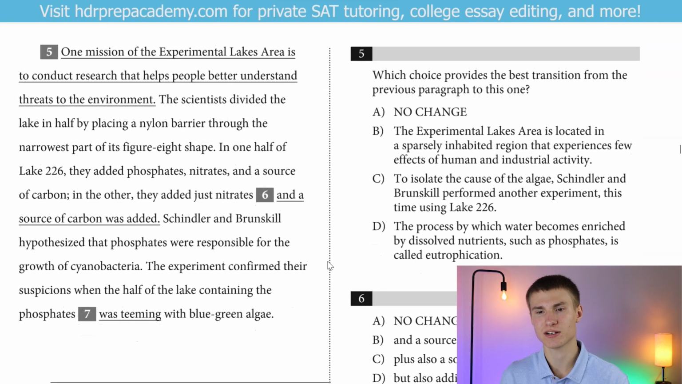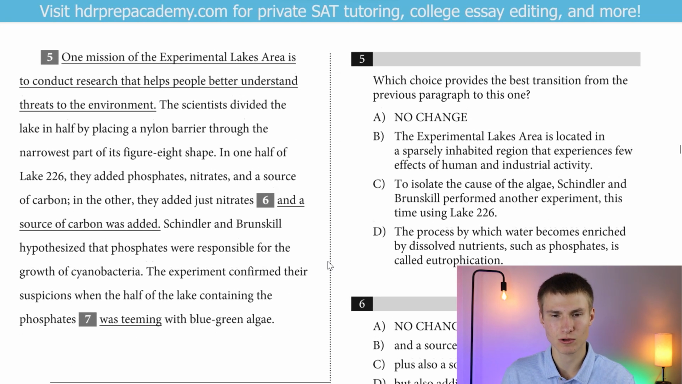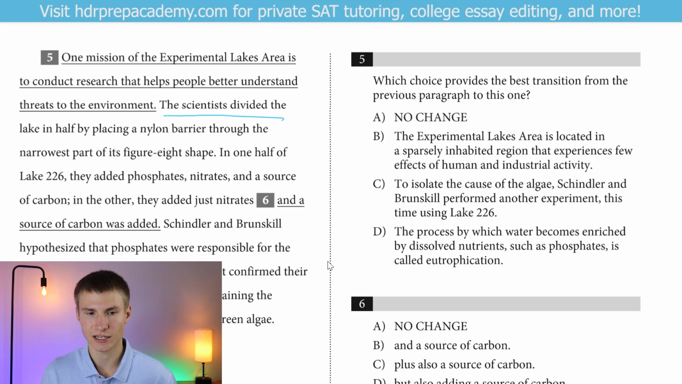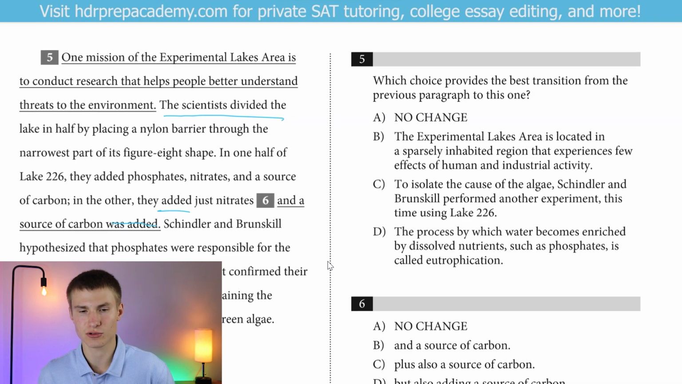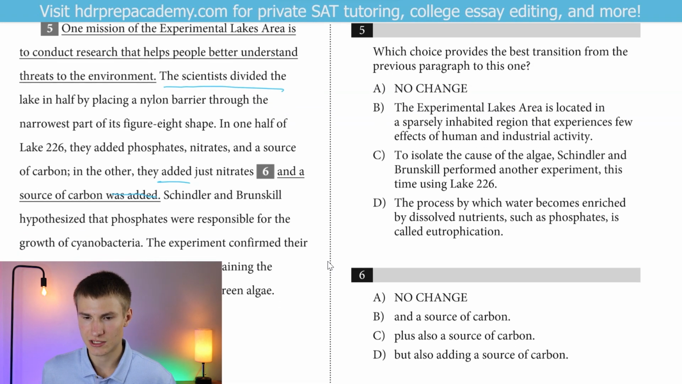So which choice provides the best transition from our previous paragraph to this one? Well, we have to know what this paragraph is talking about first to answer that. So the scientists divided the lake in half by placing a nylon barrier through the narrowest part of its figure-8 shape. In one half of Lake 226, they added phosphates, nitrates, and a source of carbon. And in the other, they added just nitrates and a source of carbon. Well, we already know that they added it, so we can get rid of any answer choice that has "added" there in 6. Okay, so we can get rid of something with "also," because we have the word "and," so we don't need "also" there as well.